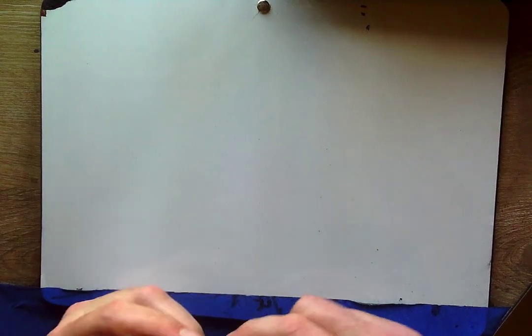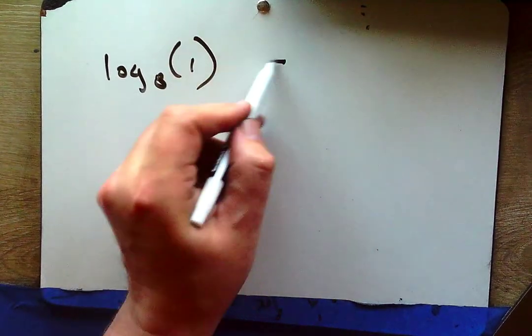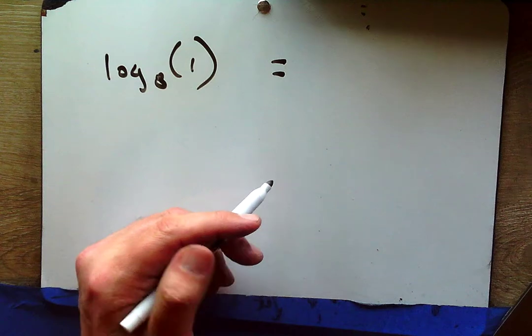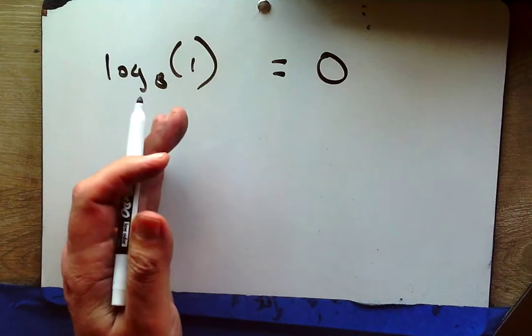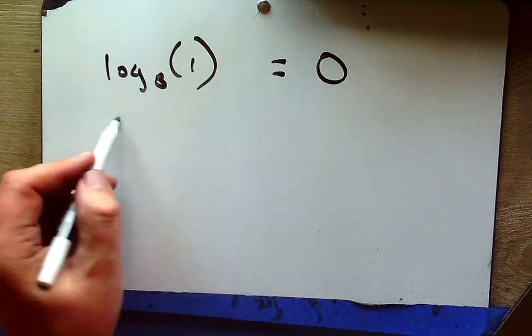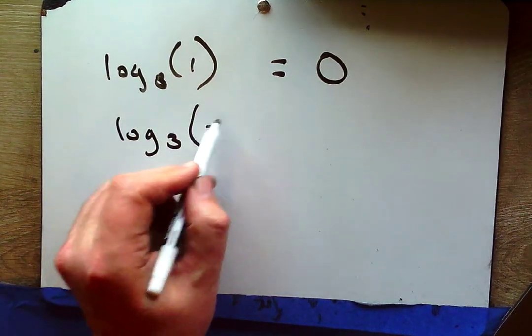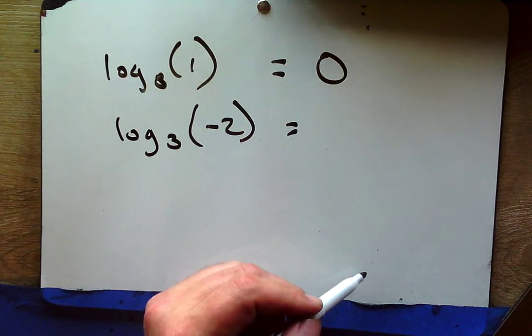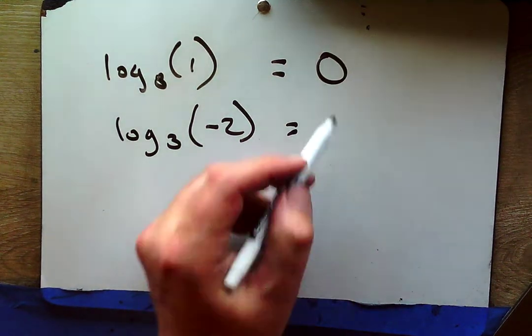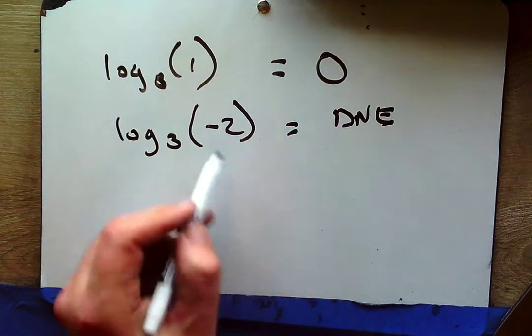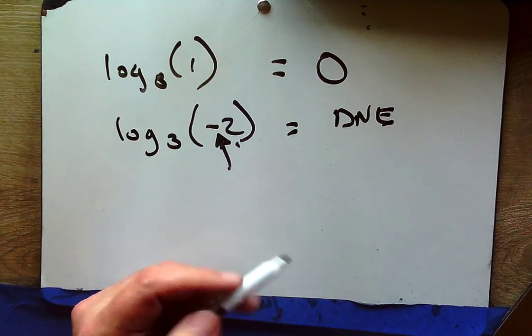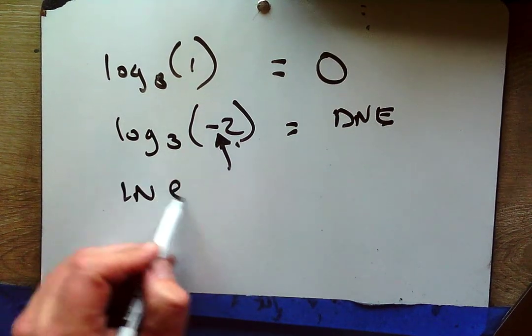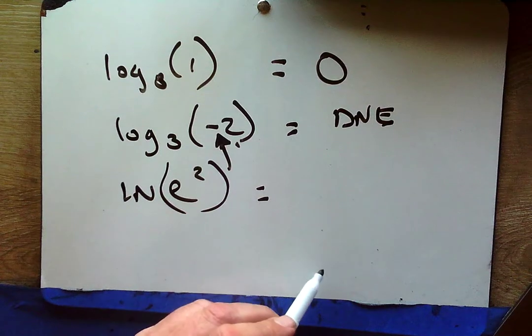Okay. Just because we went through a lot of these today doesn't necessarily mean that you have mastery on them. Like log base 8 of 1, 5, 4, 3, 2, 1. Like that fast. I'd actually like it faster. How about log base 3 of negative 2? 5, 4, 3, 2, 1. And that does not exist. I can't take the log of a negative number. Okay?